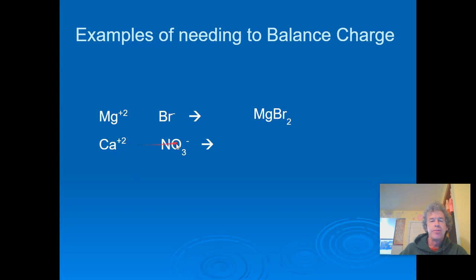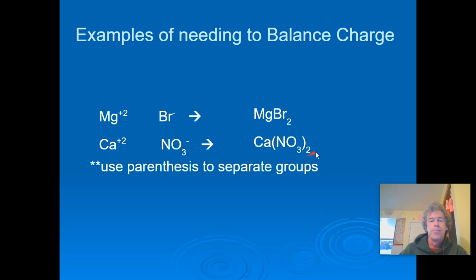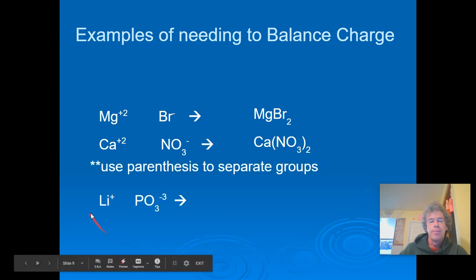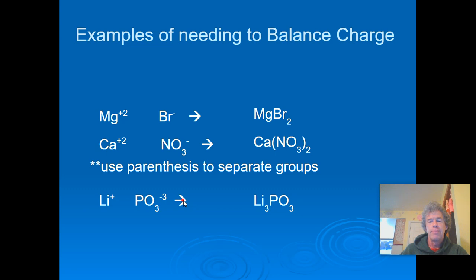Ca is +2, NO3 is -1, so again, you have a 2 here, so you're going to need 2 there. Now to show 2 of this whole group, you use parentheses. So it would be Ca(NO3)2. And that's kind of like in math, where the 2 refers to everything inside these parentheses. Lastly, lithium and PO3 3- goes to make Li3PO3.